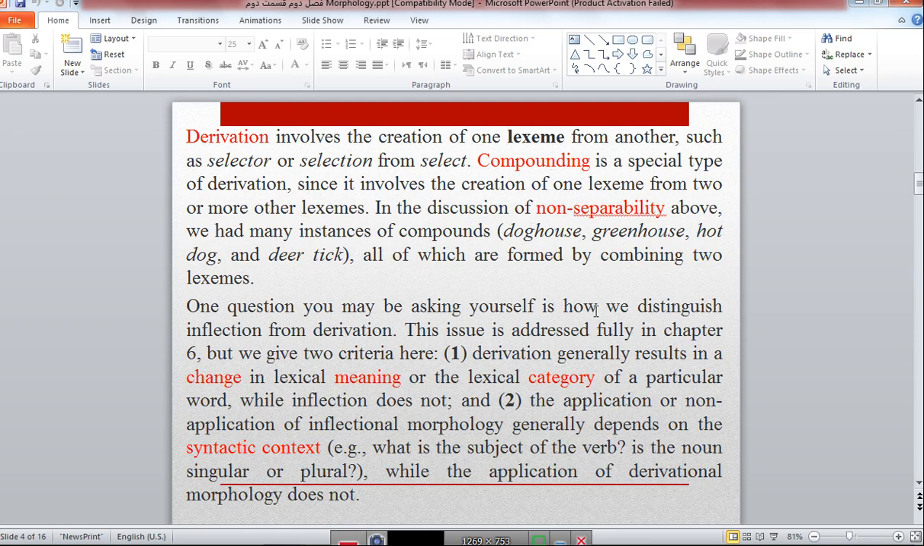You see here there are many differences between inflectional affixes and derivational affixes, but we talk about two main differences. The first one is that derivation generally results in a change in lexical meaning or lexical category, but inflection does not. And the second one is that the application or non-application of inflectional morphology generally depends on the syntactic context. For example, the noun is singular or plural, while the application of derivational morphology does not.